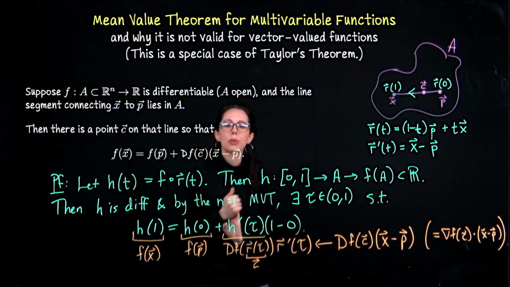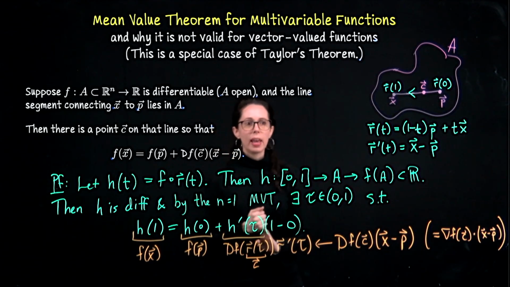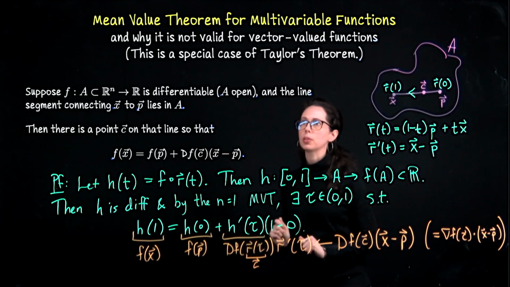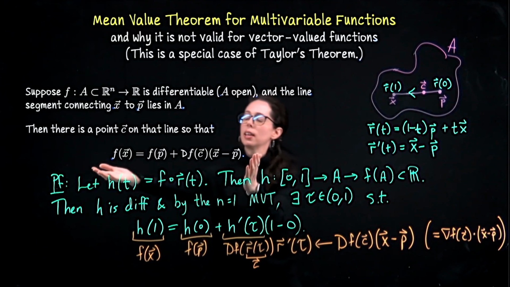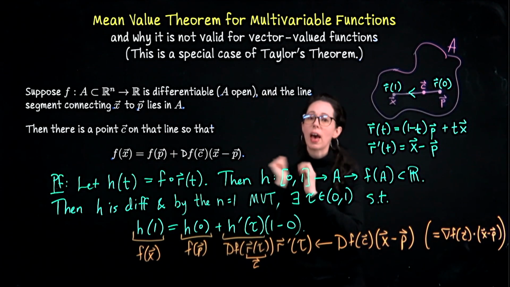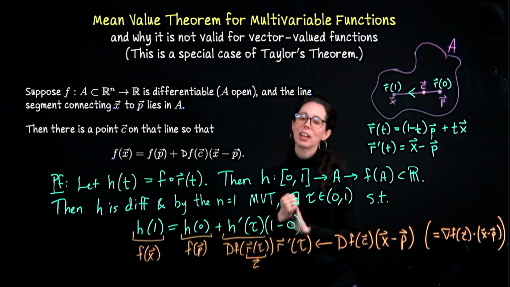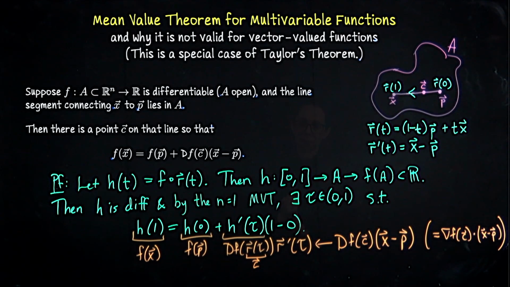Okay, said enough about this proof. We will come back in just a moment, and I will give you a quick counterexample to the statement that this equality would work if f was vector valued. It won't work, and I'll give you just an example why not.